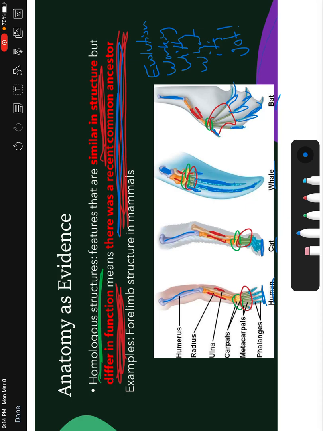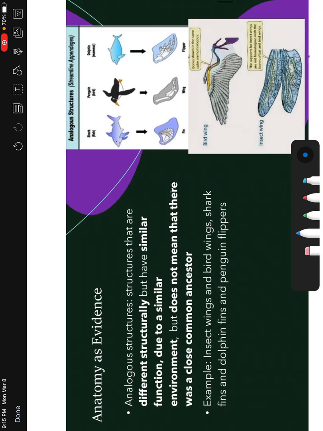So in the whale, these structures became the form of a flipper. In the bat, they became the form of a wing. In the cat, it became a leg. And in the human, it became an arm. Okay?